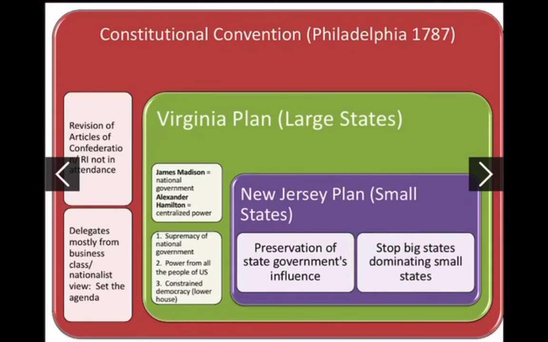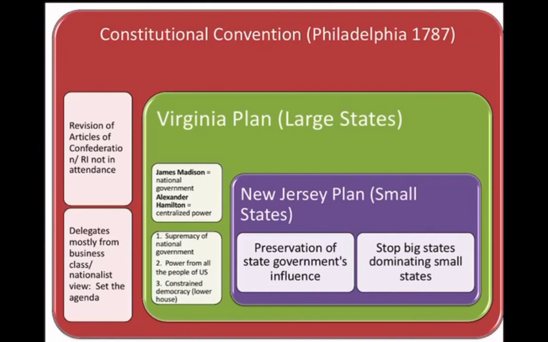Now, again, just to kind of review what we went over today, right? At the Constitutional Convention in Philadelphia, 1787, what took place there? What was the purpose of it? Remember, they are trying to revise the Articles of Confederation. Rhode Island is not going to be in attendance, and the delegates there are mostly from the upper class. They are the elites. They are businessmen. They are lawyers. They are the ones setting the agenda.